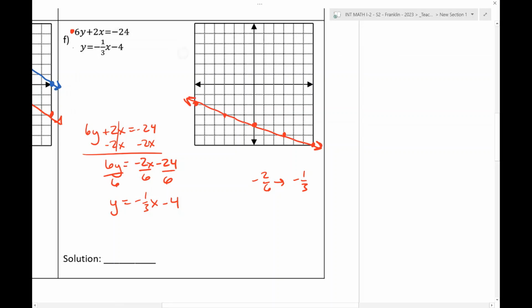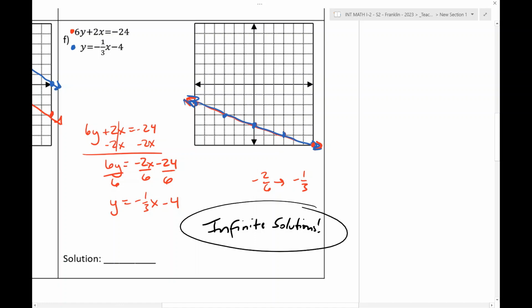And now let's go back and graph that second one. y equals negative 1/3 x minus 4. Well, that sounds familiar. Down 4, and then down 1 over 3. This ends up being the exact same line. And since we are looking for the point where the two lines intersect, these two lines actually intersect at every point possible. So there are infinite ways that these two lines intersect each other because they're right on top of each other. So this problem has infinite solutions because those two lines are the same.